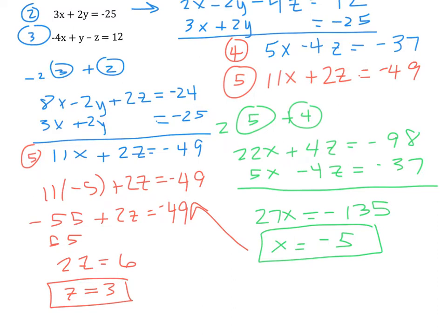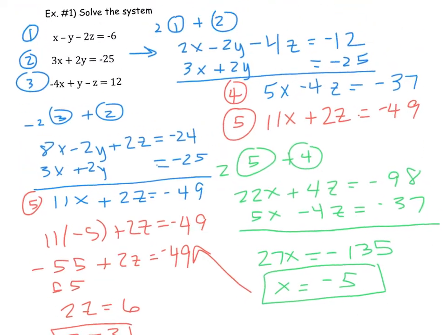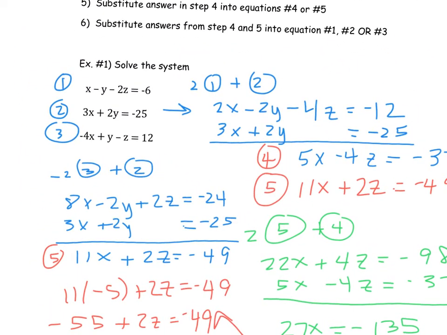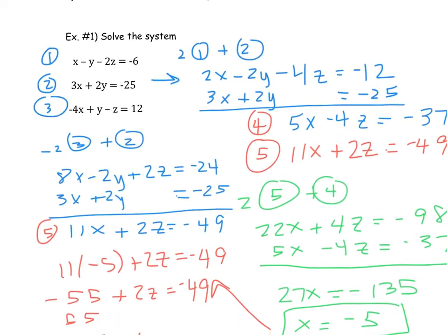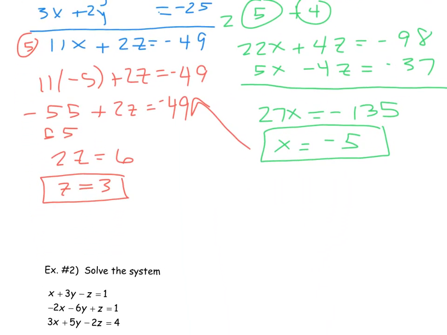Doesn't matter, we can go back up to the top. Why don't I move this down so we can look? Go back up to the top. Number 1 looks pretty easy, so why don't we just plug them into number 1, okay? Okay, so I'm going to recopy my number 1. And let's just go ahead and do that in black. Okay, so number 1 is x minus y minus 2z equals 6.